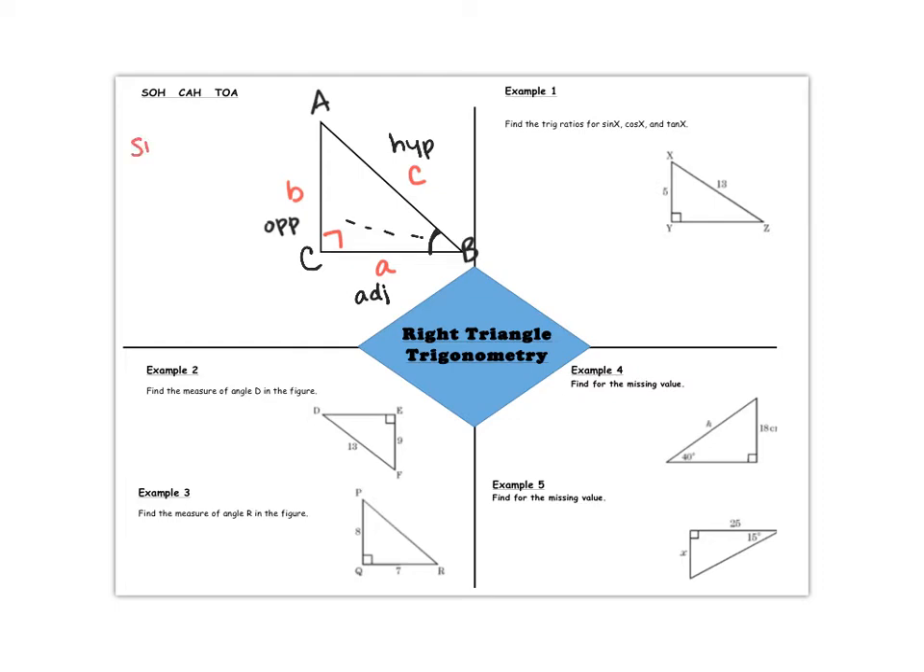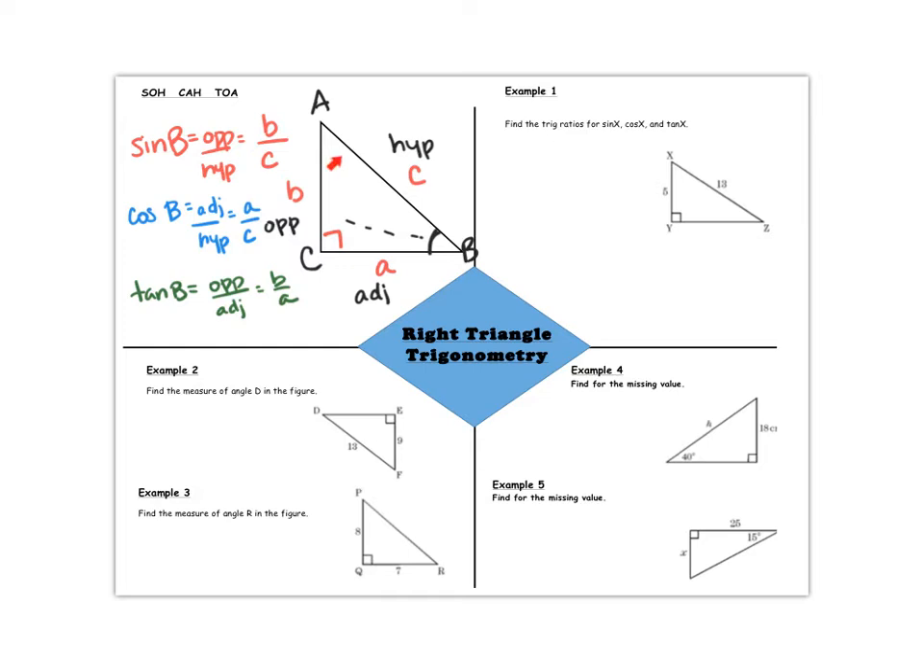We can say that the sine of angle B is equal to its opposite side over the hypotenuse. In this case, our opposite side is B, and we'll call the hypotenuse C, so that's B over C. We'll say the cosine of angle B is equal to its adjacent side over the hypotenuse, or in this case, that would be A over C. And we'll say that the tangent of angle B is equal to its opposite side over its adjacent side, or in this case, that's B over A.